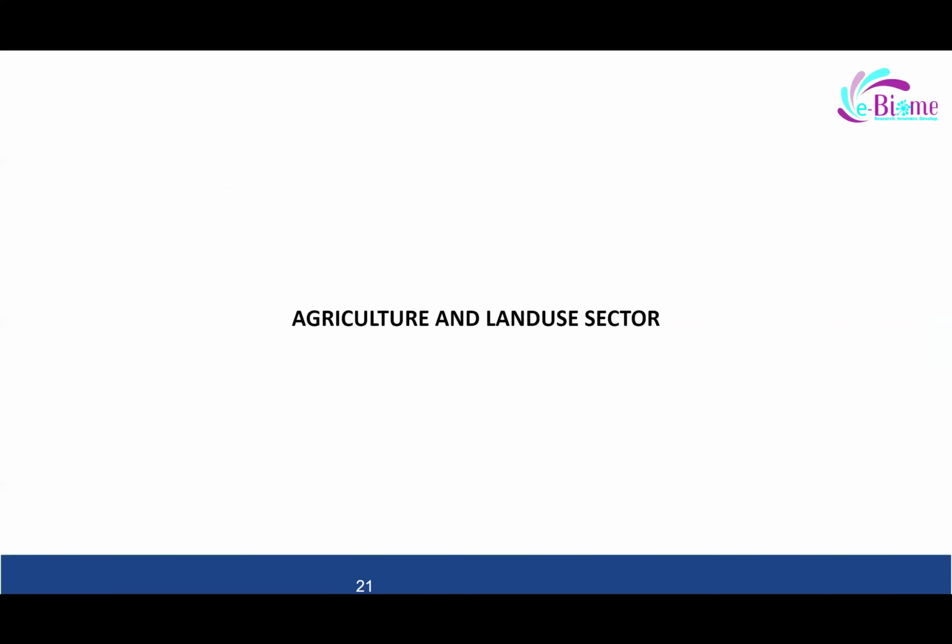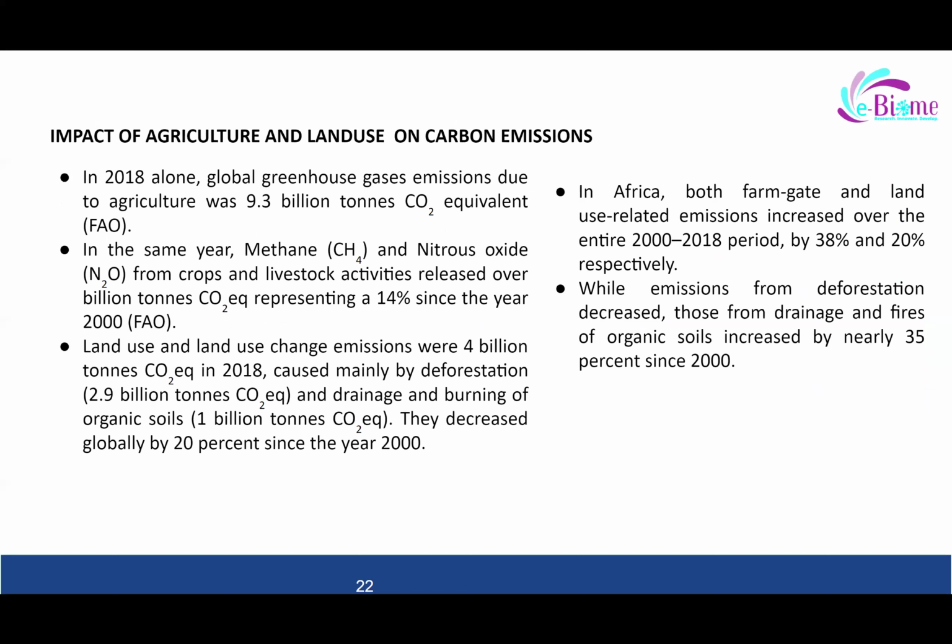So let's look at the agriculture and land use sector. Before we go to the low carbon technologies, let's look at the impact of agriculture and land use on carbon emissions. In 2018 alone, global greenhouse gas emissions due to agriculture was 9.3 billion tons of CO2 equivalent. That's according to the Food and Agriculture Organization of the UN.